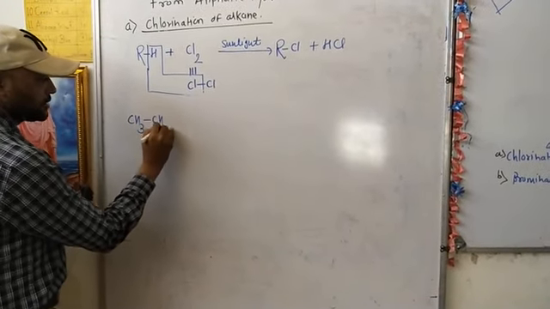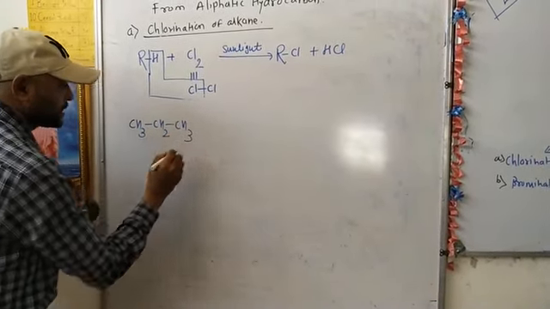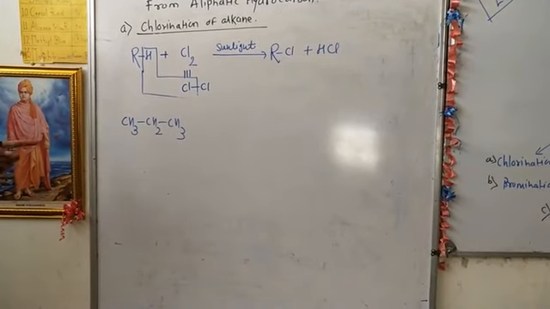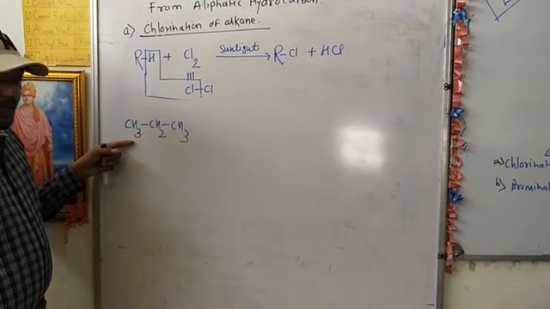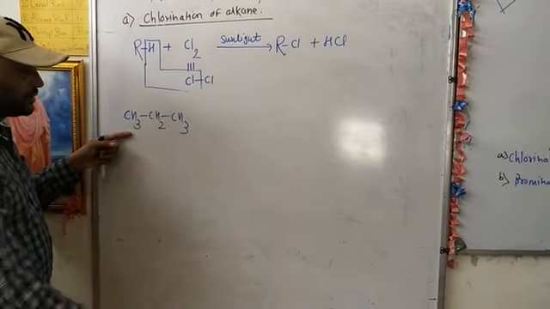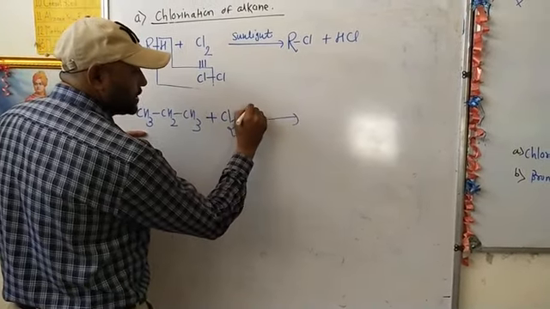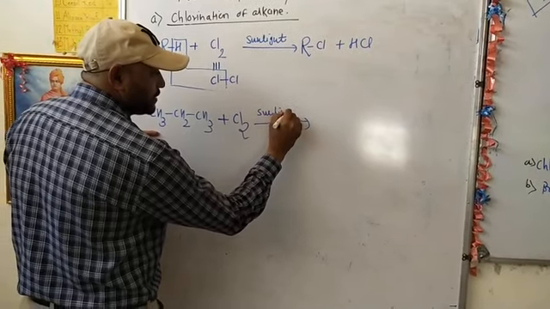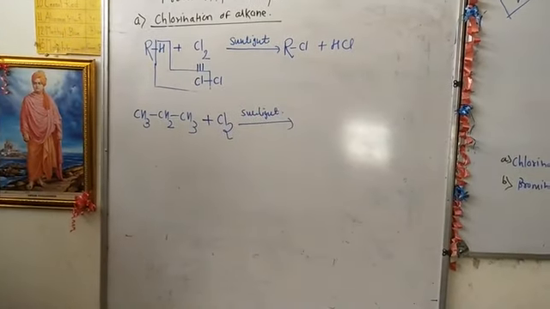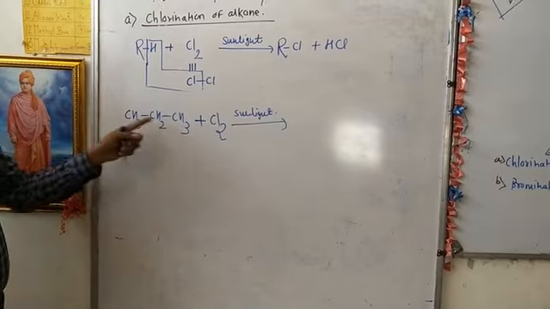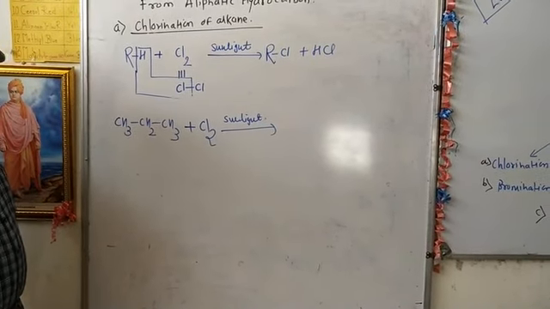CH3, CH2, CH3. This is propane, C3H8. Carry out the chlorination reaction in presence of sunlight. Look at here. How many types of carbon atoms must we identify?